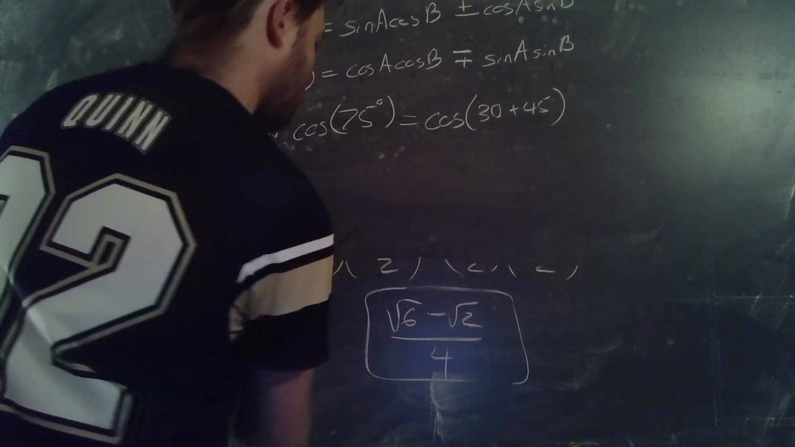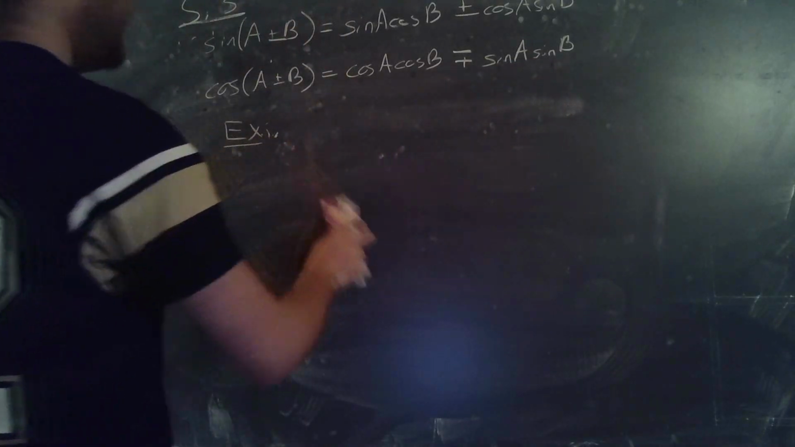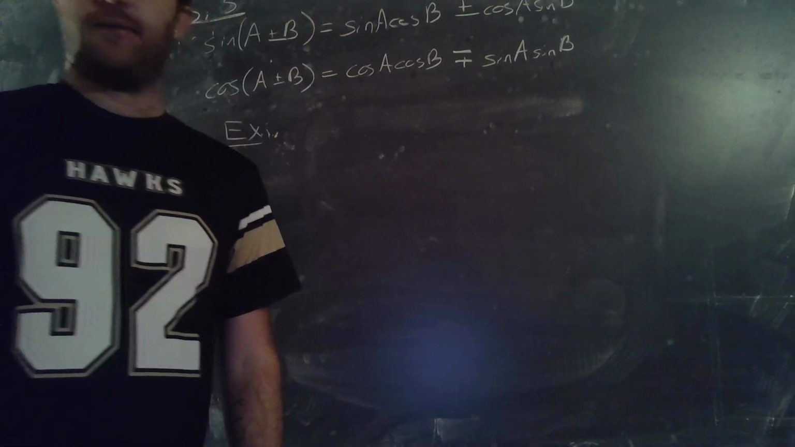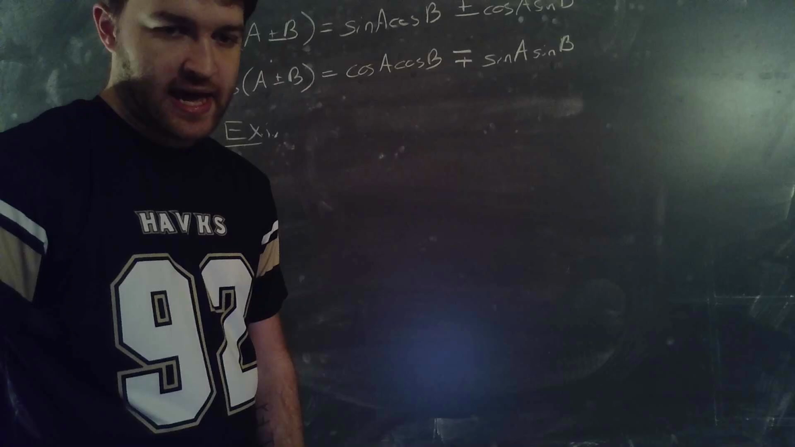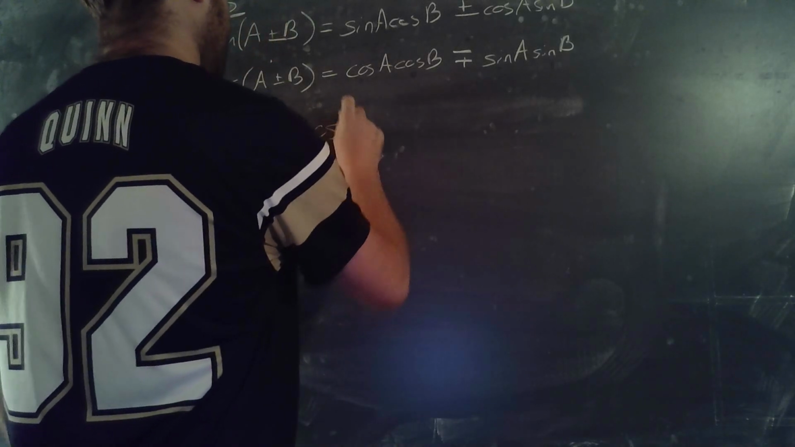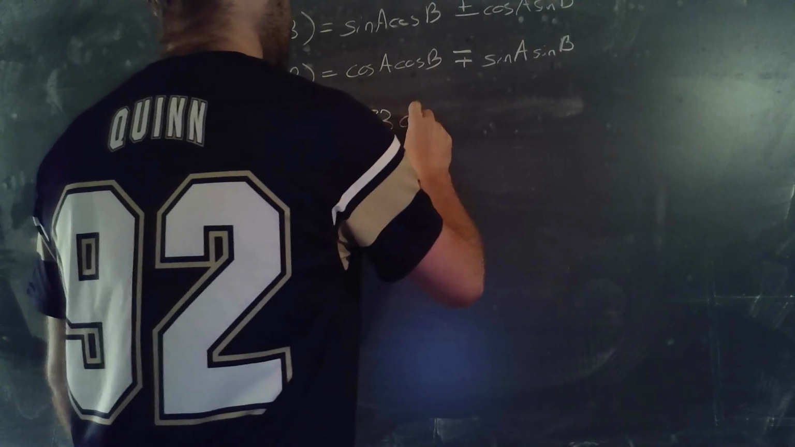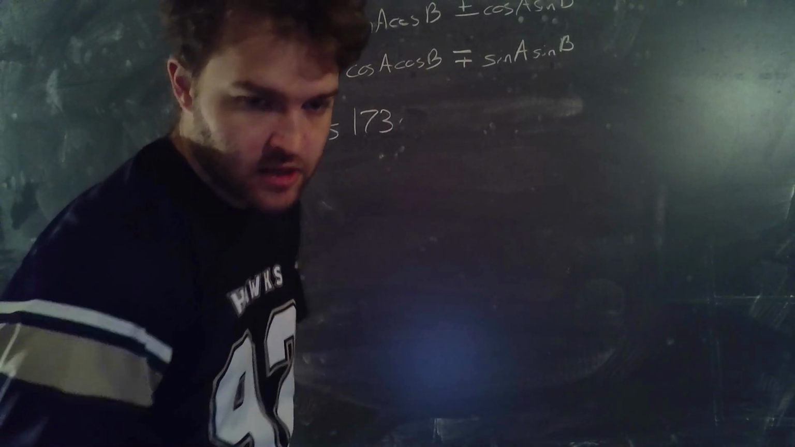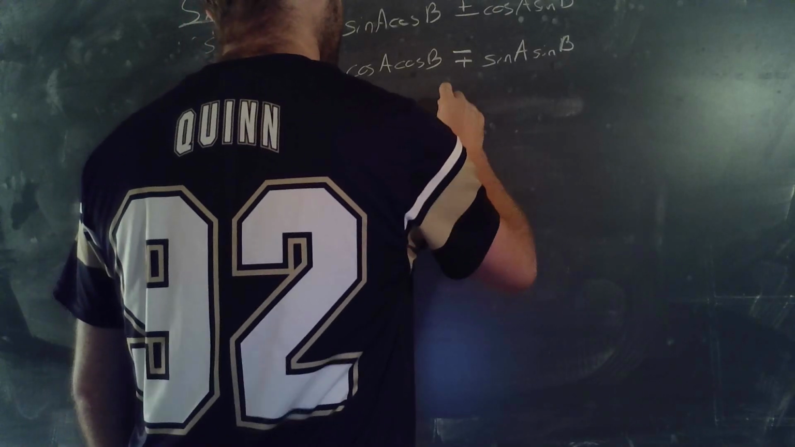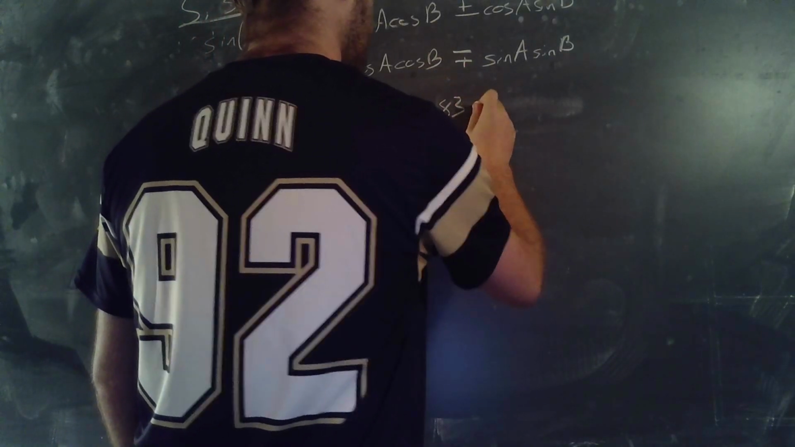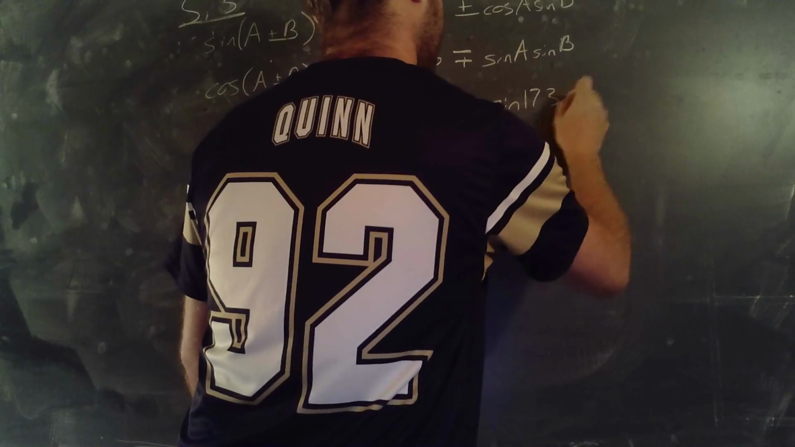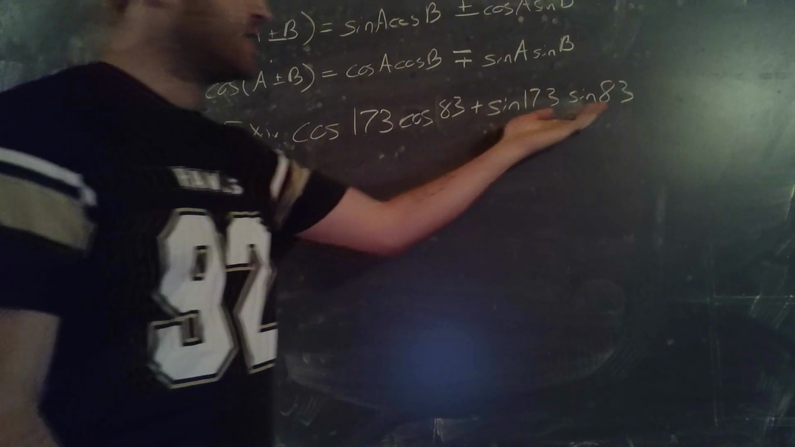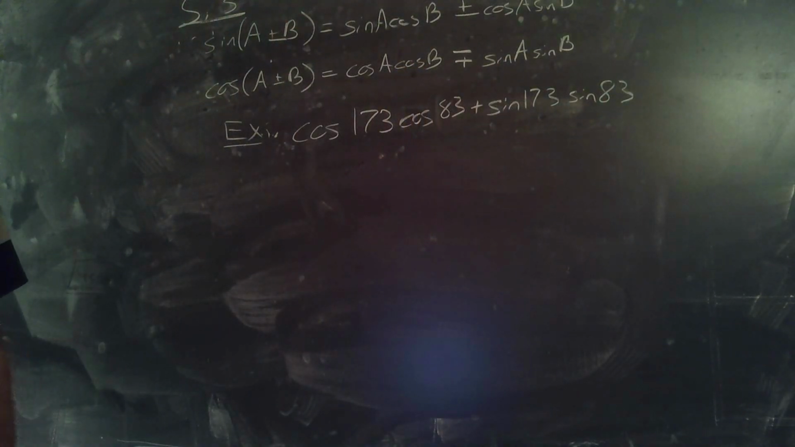Second example, what if we were given, and this is actually an ACT problem from 2001, I want to say, where we have the cosine of 173 cosine of 83, and then we have plus sine 173 sine of 83. We'll notice that this is precisely one of our sum or difference identities.